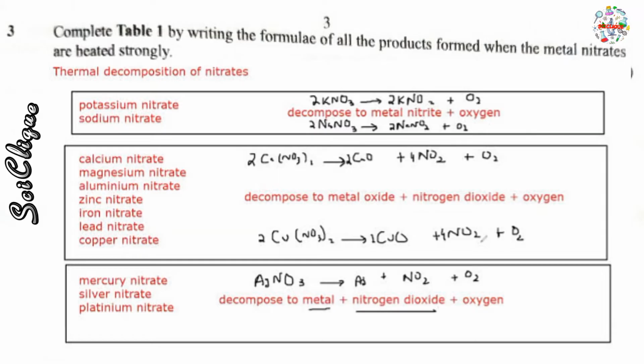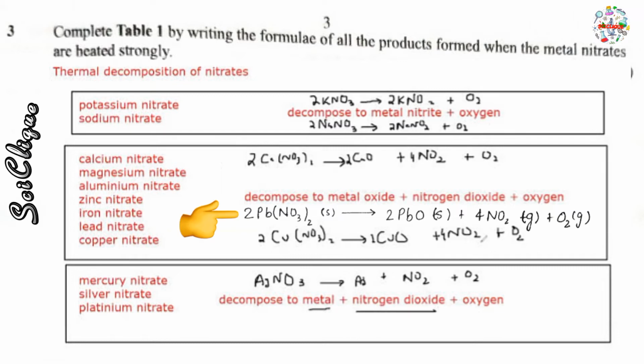Moving down the reactivity series, when we talk about nitrates of calcium, zinc, lead, and copper, you find that on heating, they also decompose, of course, but the products that are formed are going to be different. They form a metal oxide, nitrogen(IV) oxide, and oxygen gas. So in this case, if we have lead(II) nitrate, what will happen is that on heating, it's going to decompose to form lead(II) oxide, nitrogen(IV) oxide, and oxygen gas. And those are the formulae of the products formed.